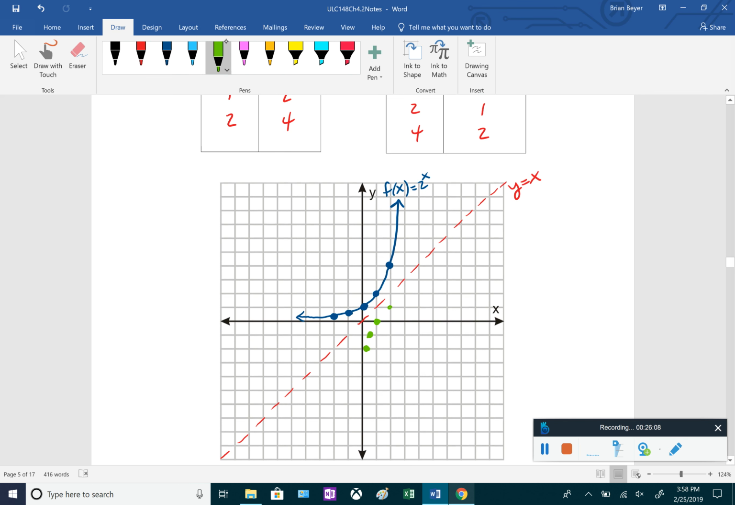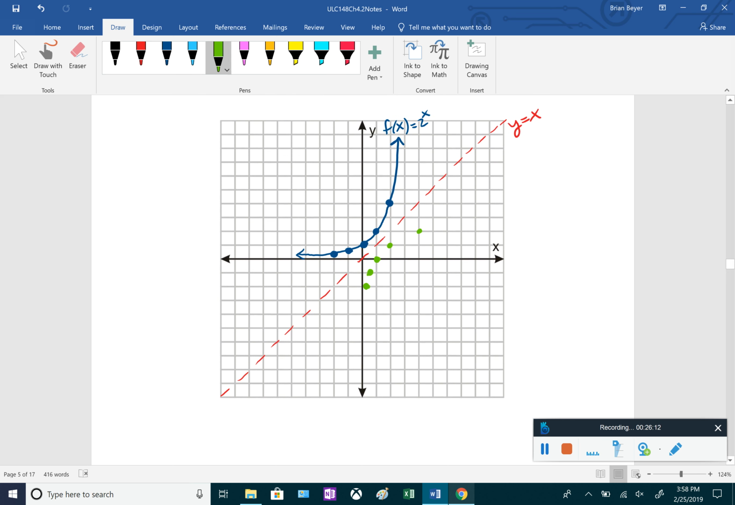2 comma 1. And 4 comma 2. So connecting these points, we can see it's going to look something like this. So this is g of x, which is log base 2 of x. So you can see that it's a mirror image of its inverse exponential function over that line y equals x. You can see that it's still increasing, but it's increasing at a much slower rate.